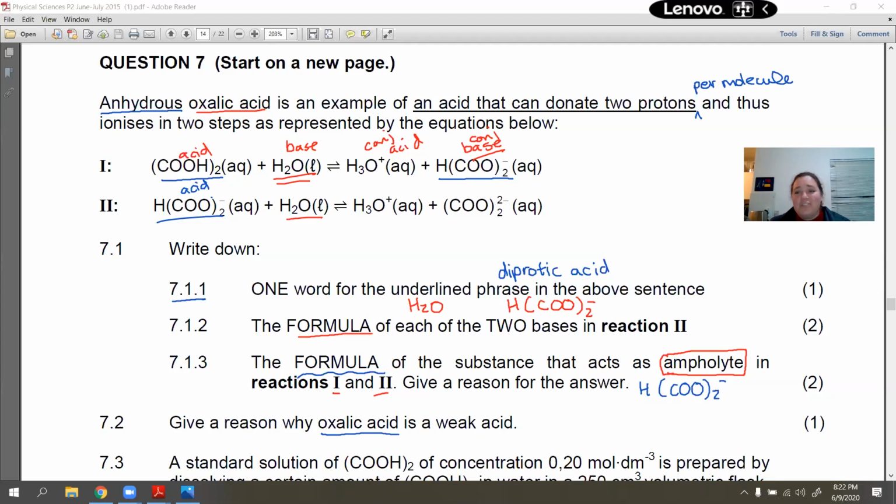Give a reason why oxalic acid is a weak acid. I find with this question, you guys get so funny because you kind of try to explain why it's a weak acid instead of just putting the definition of what makes an acid weak.